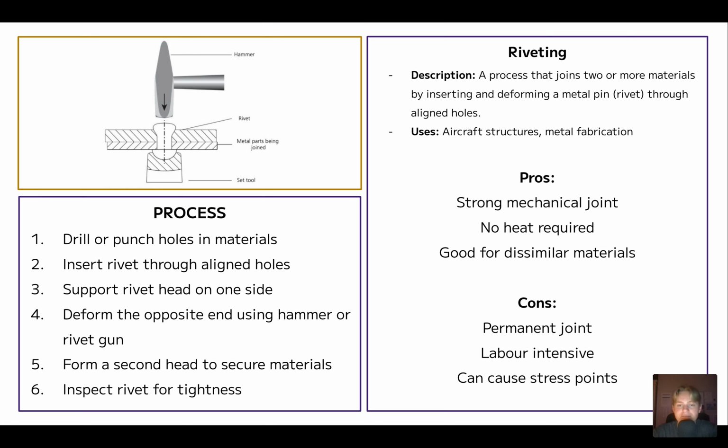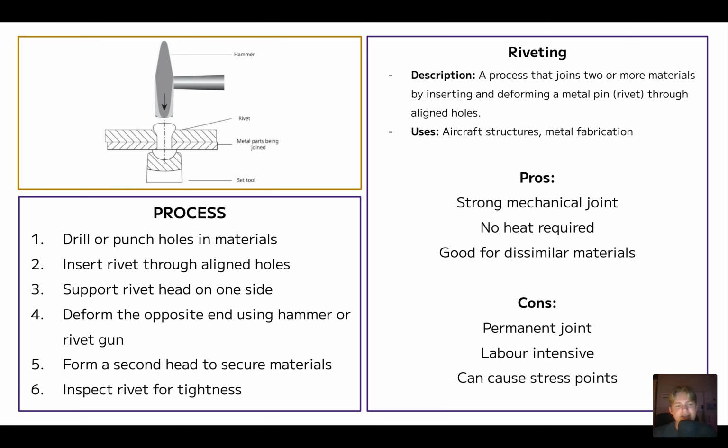The pros of it are that it creates a very strong mechanical joint, and there is no heat required. So it's a very simple process. It's good for dissimilar metals because we're not needing to melt them together. We're just popping a rivet in, and it also creates a permanent joint, which is labor intensive.